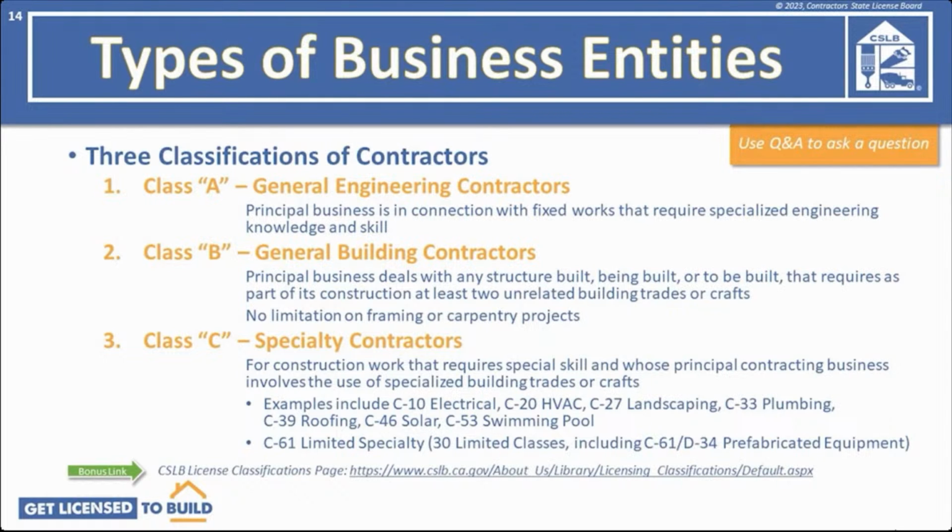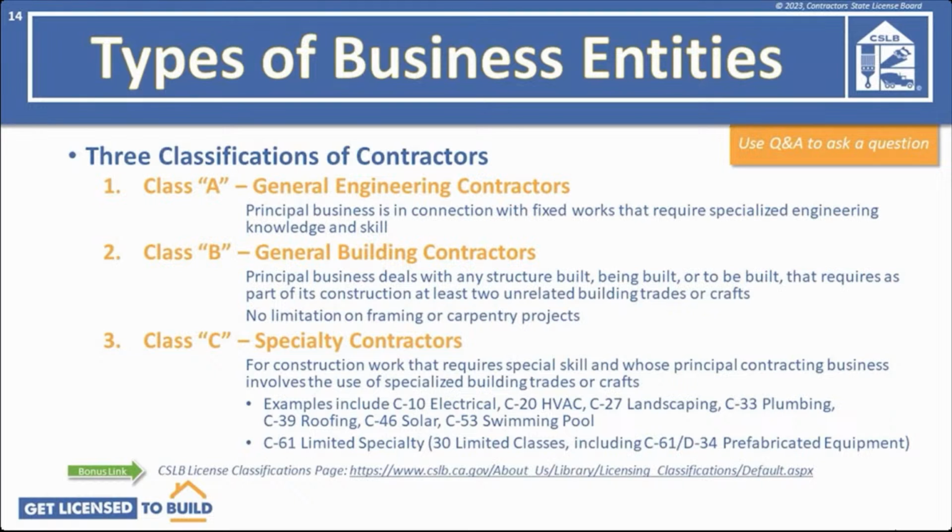First is Class A, or General Engineering Contractors. These are contractors who deal with fixed works that require specialized engineering knowledge and skill. A contractors are the ones who build projects such as freeways, skyscrapers, and dams. Today, there are over 19,000 A contractors in the state. Next is Class B, or General Building Contractors.